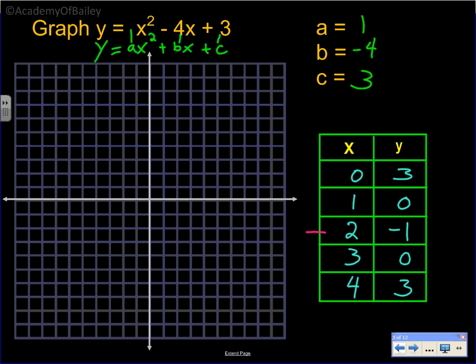That way you get a nice looking graph. I usually start with the vertex first. (2, -1) is right there. (1, 0) and (3, 0). They're both 1 distance away from the axis of symmetry. And (0, 3) and (4, 3). Those are 2 spaces away from the axis of symmetry.